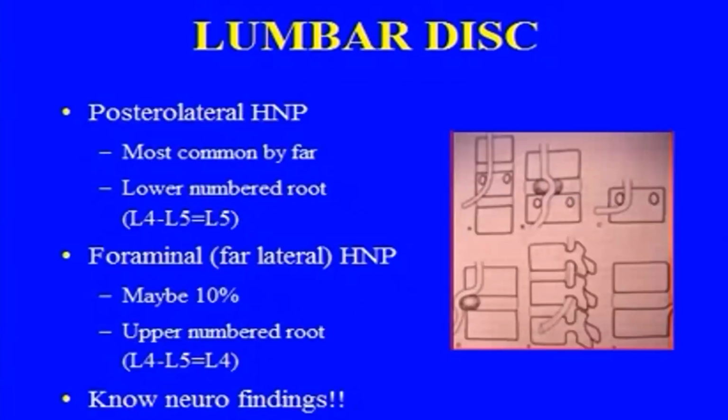You have to be able to tell what level it is. If you have a posterolateral herniation, okay, we spoke about this. The foraminal, they are far lateral, they are less common, 10%, and the upper numbered root, from L4 to L5, is L4.